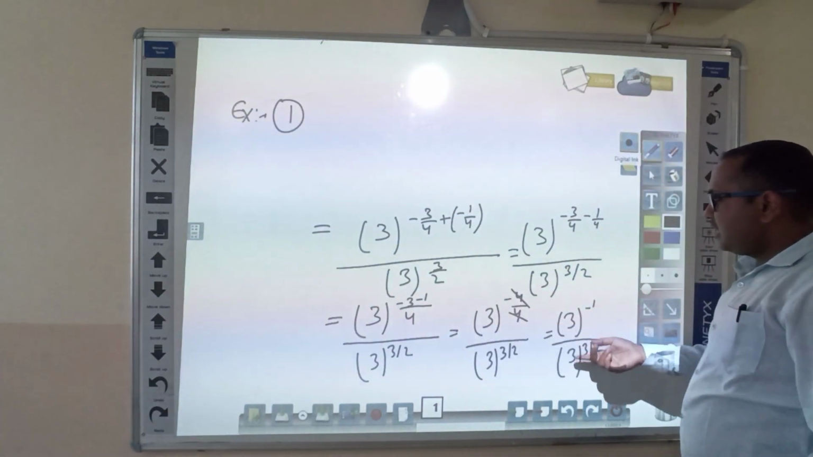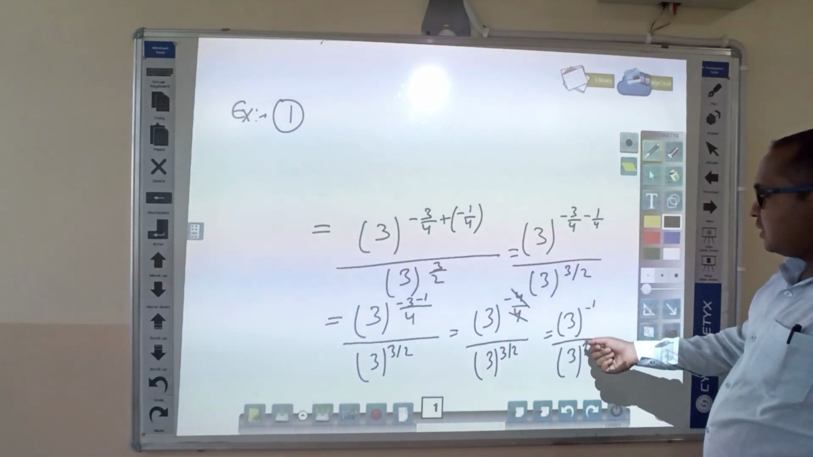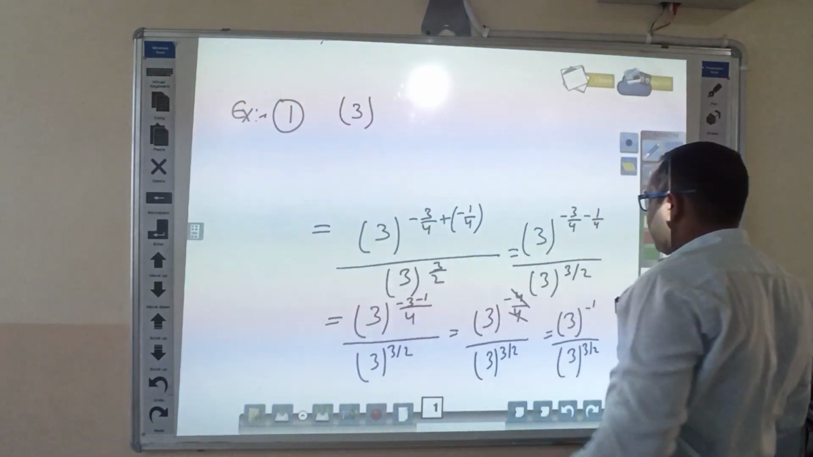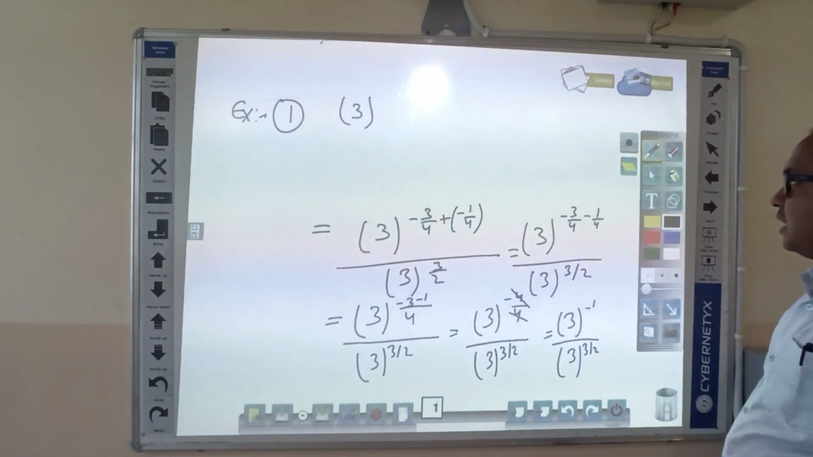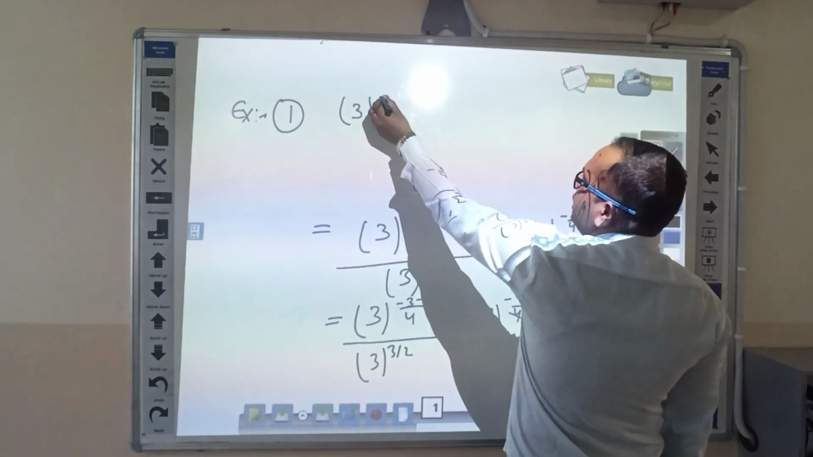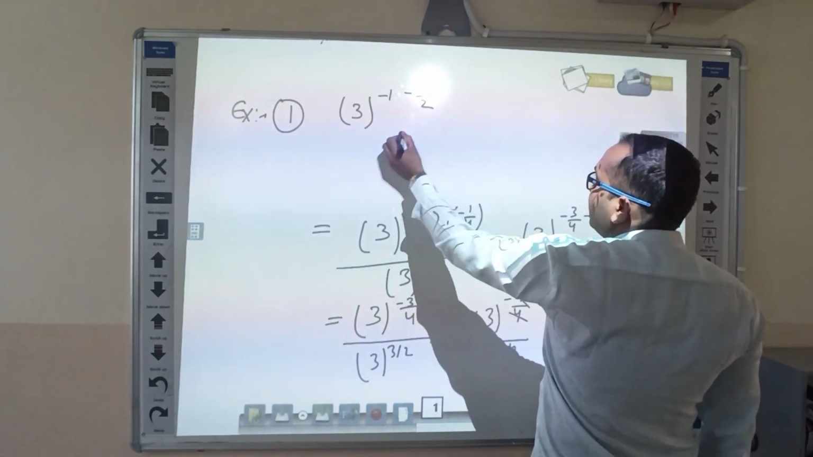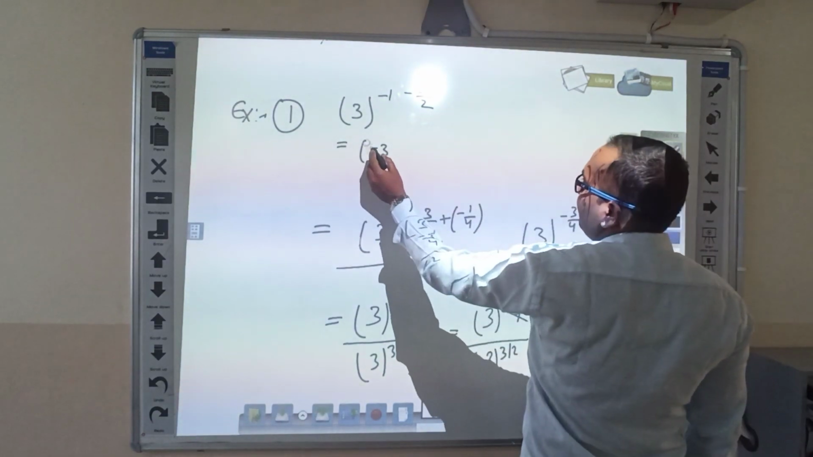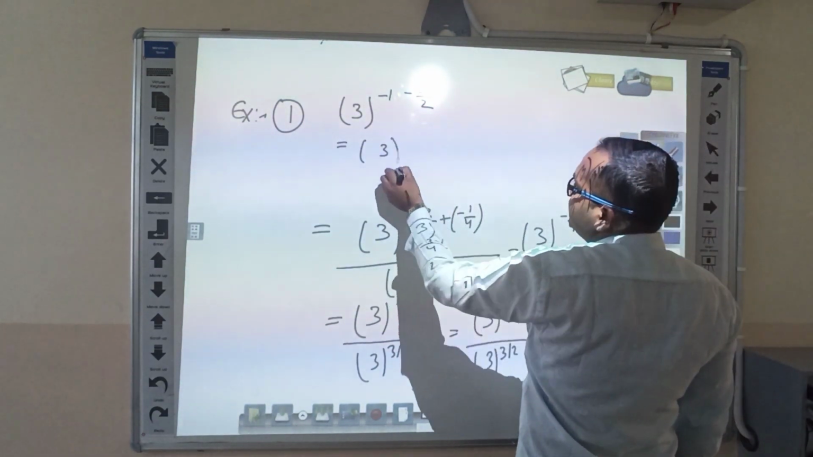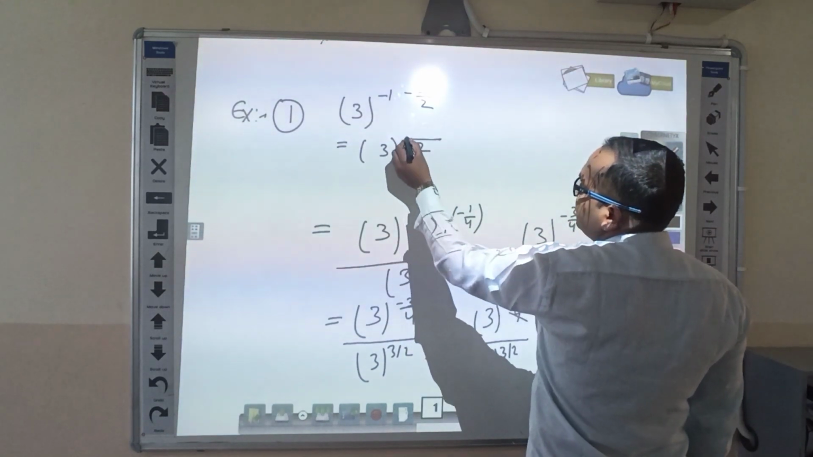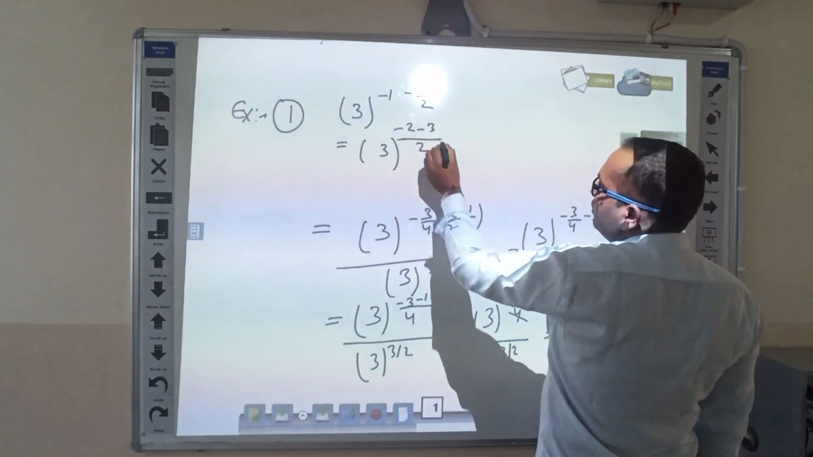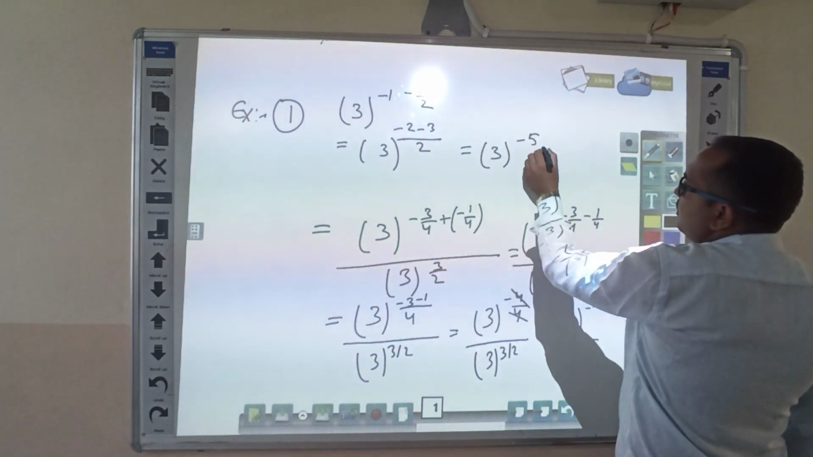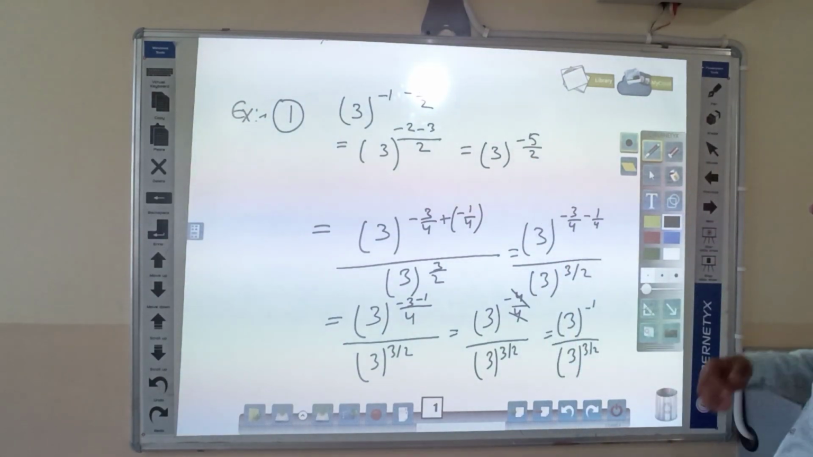Now these two are in division form, having the same base. So when these are in division form having the same base, the exponents are subtracted. So we subtract minus 1 minus 3 by 2. So it gives 3, we take 2 as LCM, minus 2 minus 3. So our answer is 3 to the power minus 5 by 2.